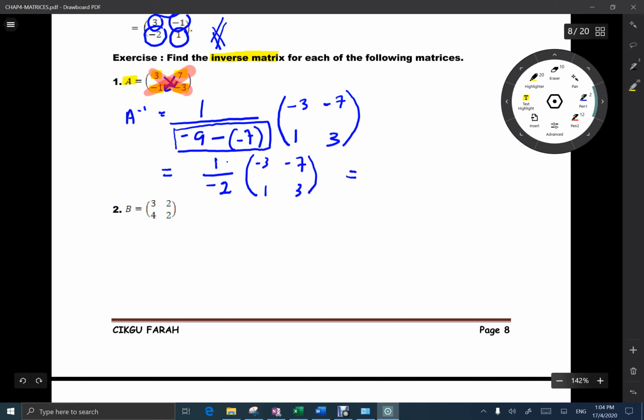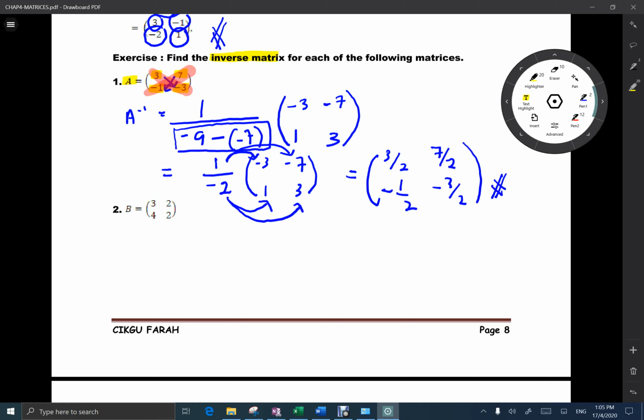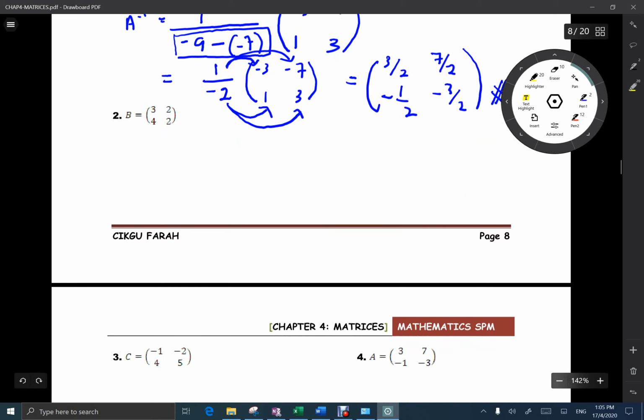So, we just solve it. 1 over 2, negative 1 over 2 times negative 3, it would be 3 over 2. Negative 1 over 2 times negative 7, it would be 7 over 2. Negative 1 times 1, it would be negative 1 over 2. And negative 1 over 2 times 3, dia akan jadi negative 3 over 2. So, this is the inverse matrix of A. Okay, dah boleh nampak?